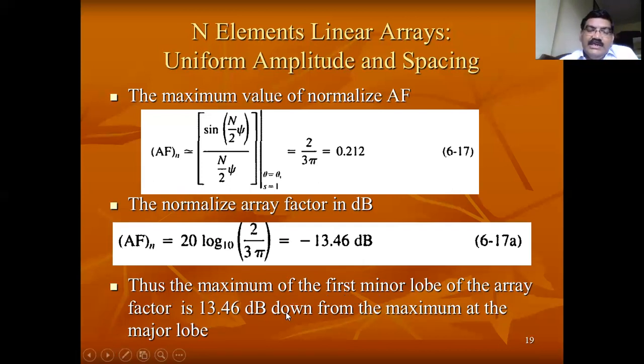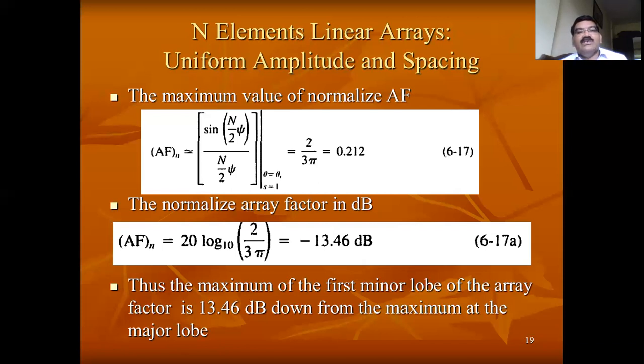If you go for the radiation pattern and your major lobe is, suppose, 20 dB, then 20 dB minus this 13.46 dB will do. Suppose I consider this as 13.5. So 20 minus 13.5, you will get approximately 6.5 dB as your minor lobe. So your minor lobe will be 6 point something. The difference between them is called the suppression.